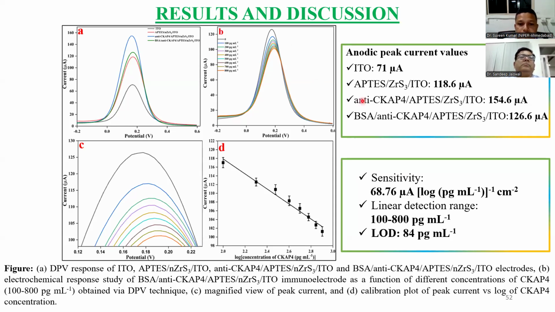So here is what we obtained with our developed electrode. Our developed electrode shows a sensitivity of 68.76 microampere log picogram per ml per centimeter square, with a linear detection range between 100 to 800 picogram per ml, and an LOD of 84 picogram per ml.